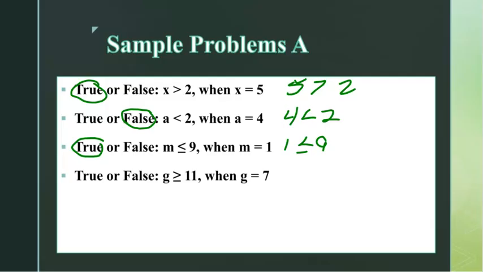And next one, g is greater than or equal to 11. So if I put 7 in for g, is 7 greater than or equal to 11? 7 is not greater than 11. It doesn't equal 11, so that would be false.